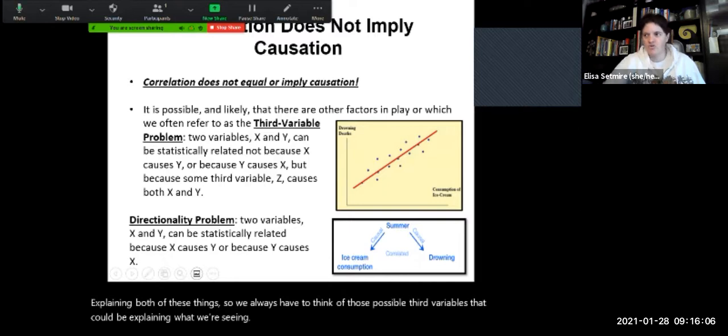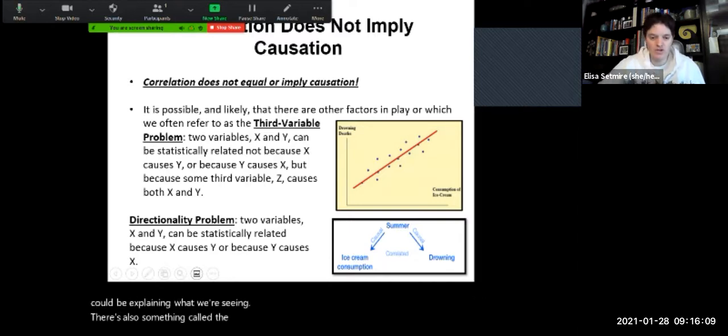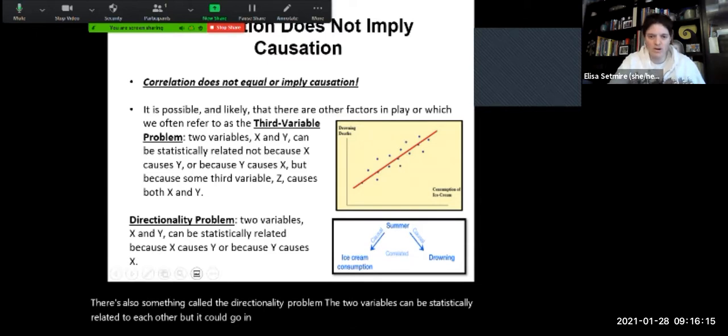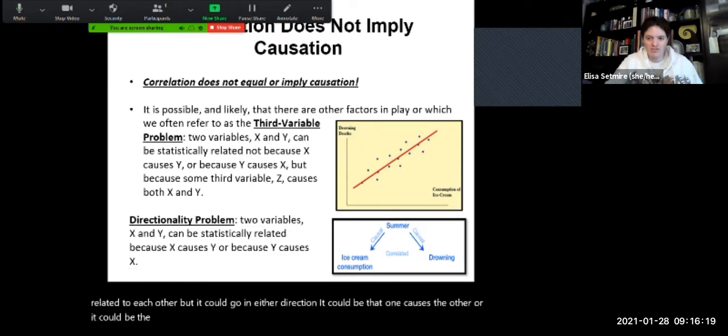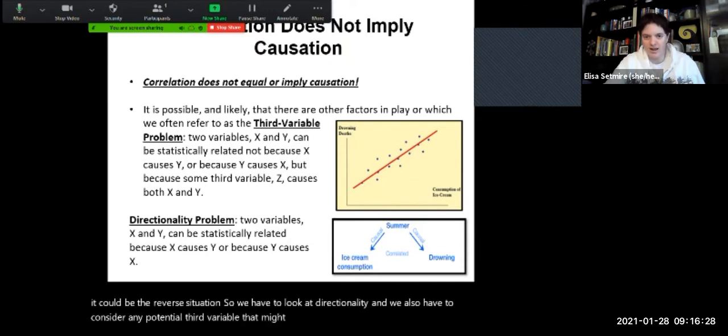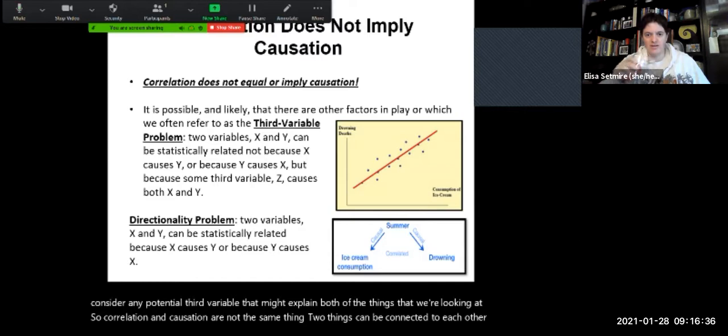There's also something called the directionality problem. The two variables can be statistically related to each other, but it could go in either direction. It could be that one causes the other, or it could be the reverse situation. So we have to look at directionality, and we also have to consider any potential third variable that might explain both of the things that we're looking at. So correlation and causation are not the same thing. Two things can be connected to each other without directly causing each other.